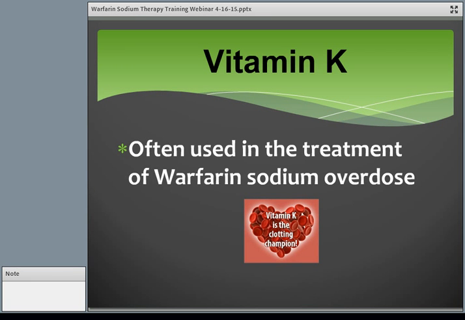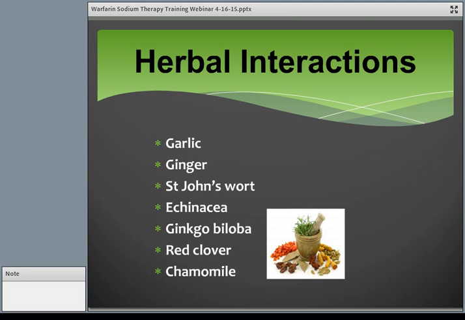Because vitamin K decreases the action of warfarin sodium, it's often used as the treatment for a warfarin sodium overdose. Herbal supplements and spices can also interact with warfarin sodium, and there are more than what are listed on the screen. All herbal supplements, botanicals, and spices should be reviewed with the HCP.